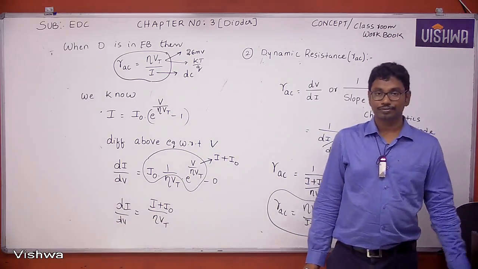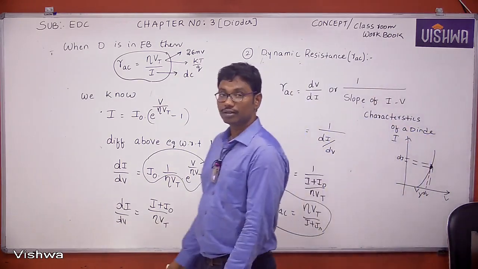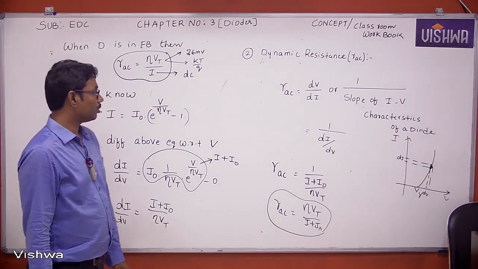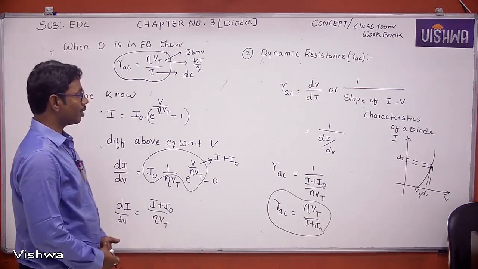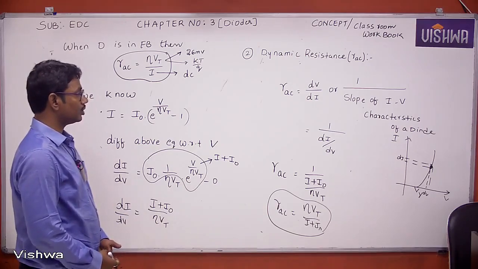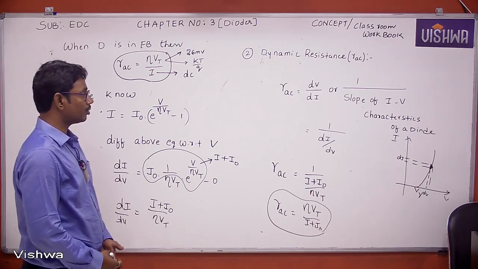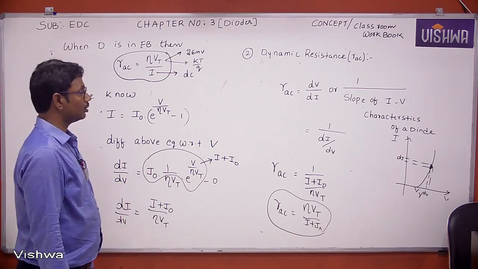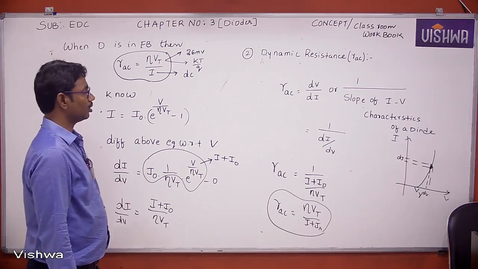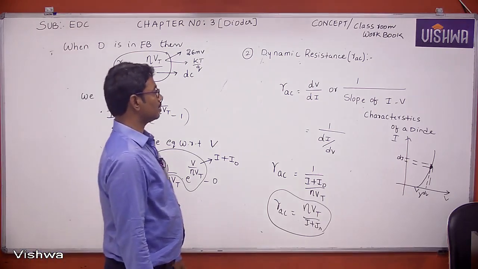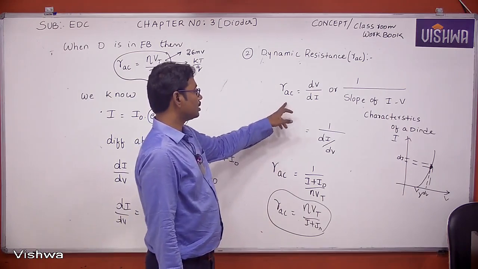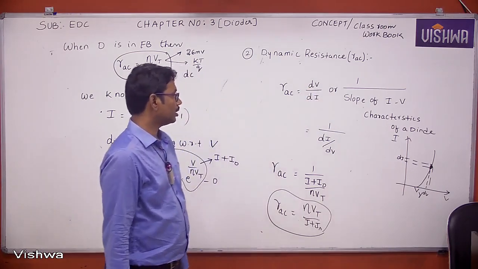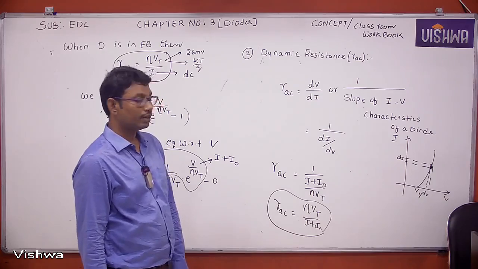Dynamic resistance is the ratio of change in voltage across the diode to the change in current through the diode. That is, RAC is equal to dV by di.